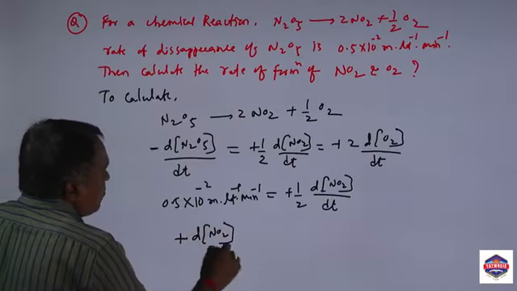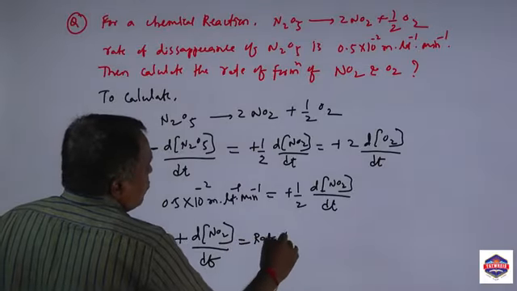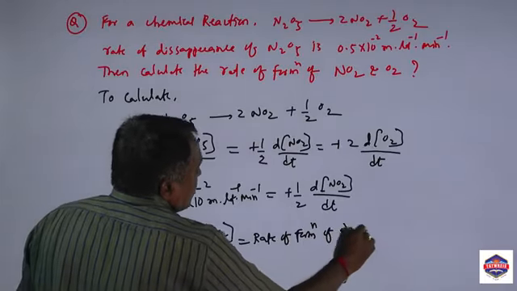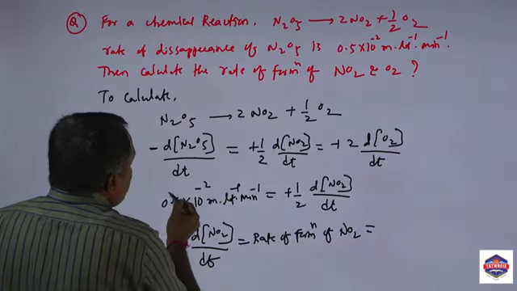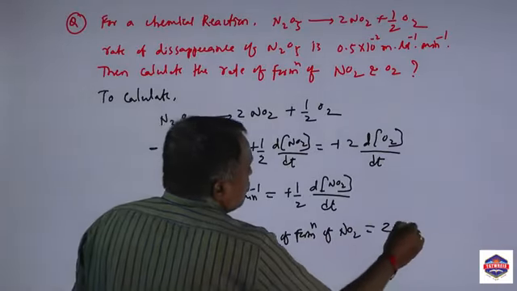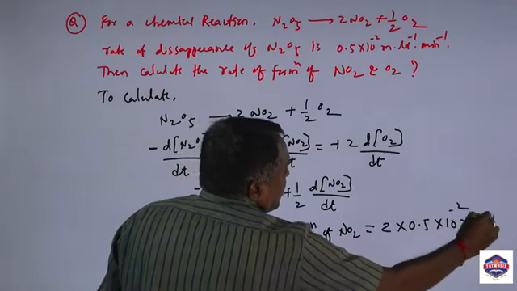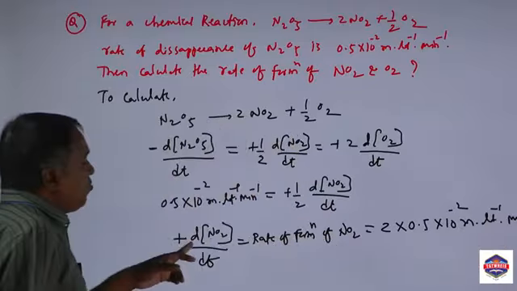This is the rate of formation of NO2. It is equal to what? Cross multiplication of this 2 into this 0.5. So 2 into 0.5 into 10 to the power of minus 2 mole liter inverse minute inverse. So this is the rate of formation of NO2.